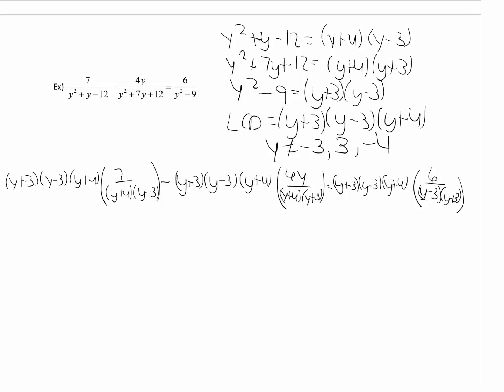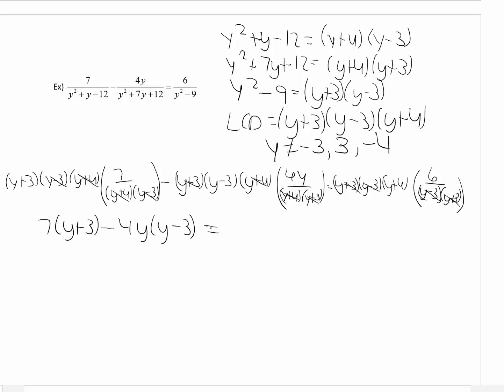Okay, so I've written this out again, and I've written the denominator in factored form, so it's easy to tell what factors are going to divide out. So for the first term, the y plus 4's and the y minus 3's divide out. So I'm left with 7 times the quantity y plus 3. Here, y plus 4 divides out, and y plus 3 divides out. So I'm left with minus 4y times y minus 3. Here, the y minus 3's and the y plus 3's divide out. So I'm left with 6 times the quantity y plus 4.